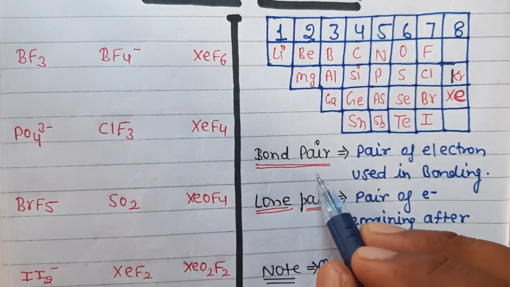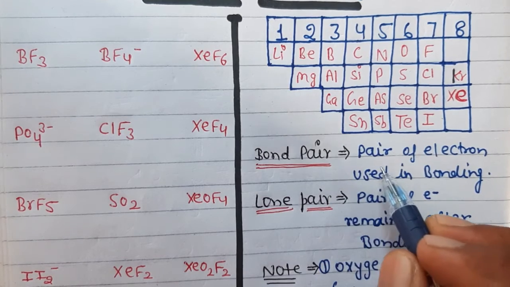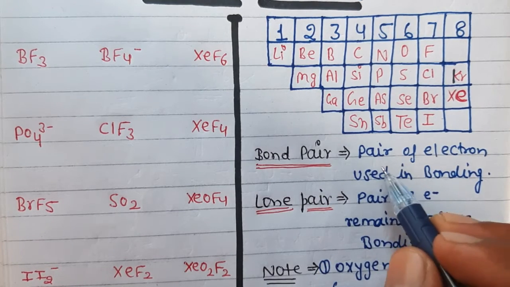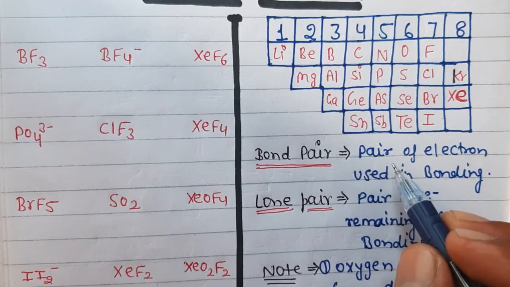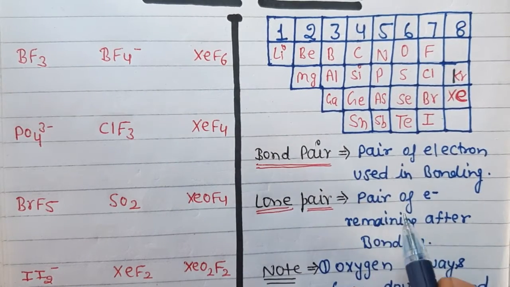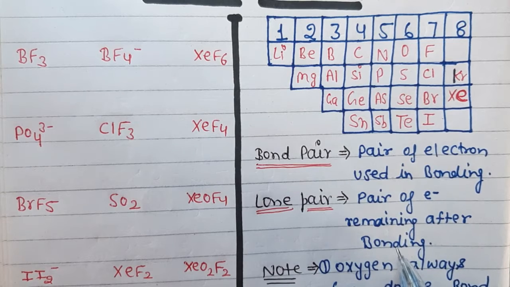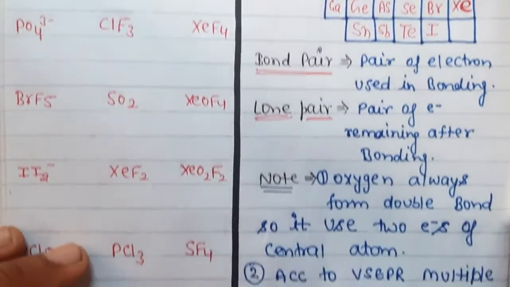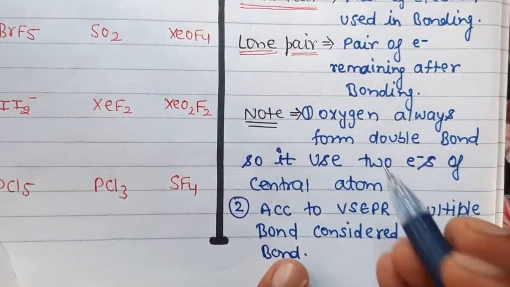First of all, what is a bond pair? A bond pair is the pair of electrons used in bonding. And a lone pair is the pair of electrons remaining after bonding. After bonding, the remaining pair of electrons is called a lone pair. And here are some important notes.